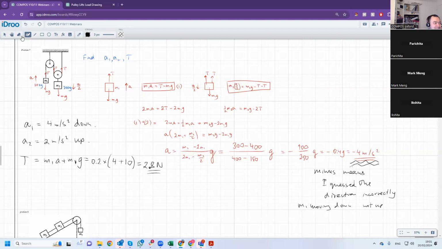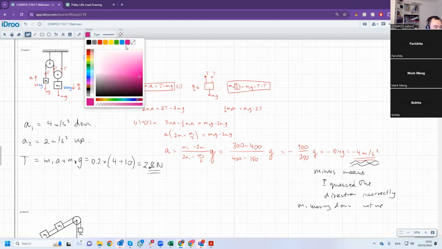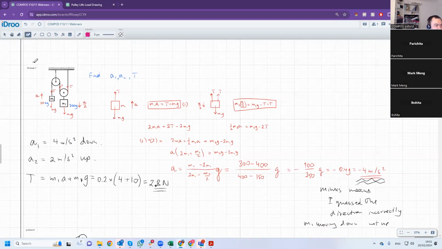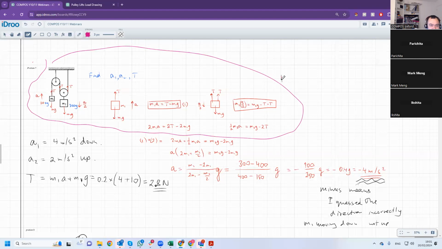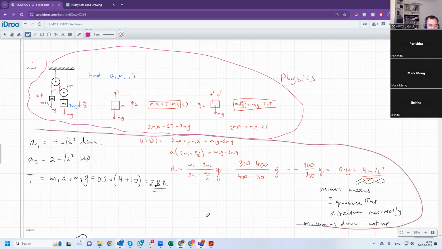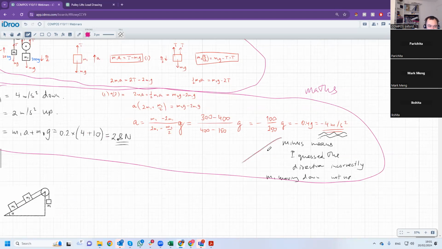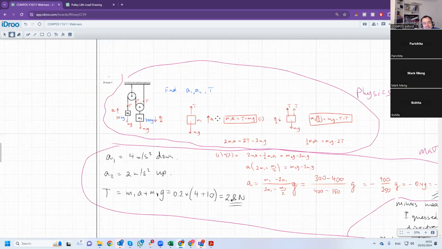Once again, I've shown you this before. Have you noticed that everything up to here is physics and everything else is maths? Maths. Well, maybe except this bit, which is also a bit of physics, the understanding of it.